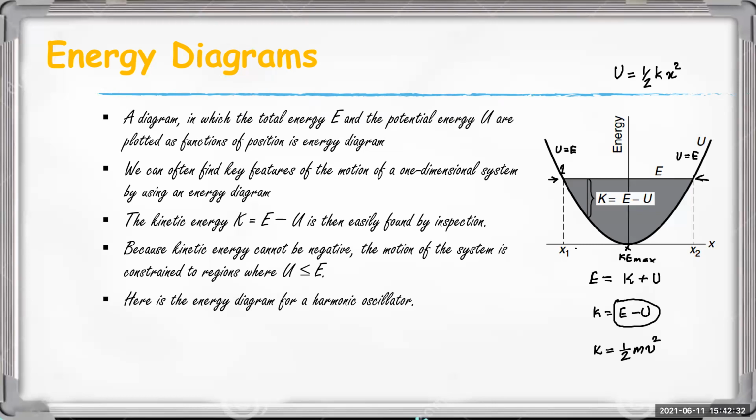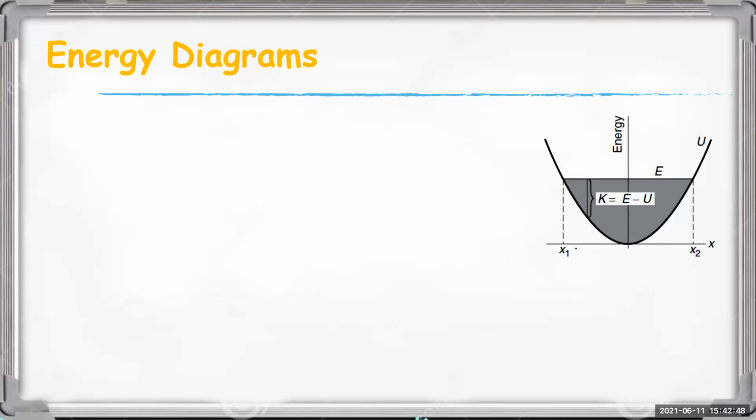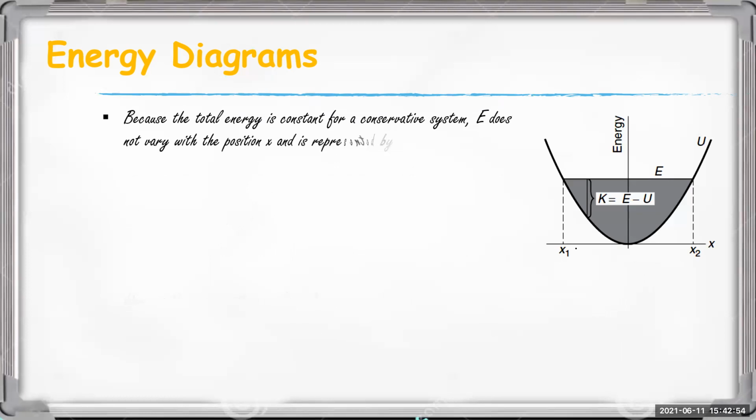In the figure, we have given the energy diagram for the harmonic oscillator. We have written the potential energy as equal to kx squared divided by 2. It is a parabola centered at the origin. And because the total energy is constant for a conservative system, E does not vary with the position, and it is represented by this horizontal line.